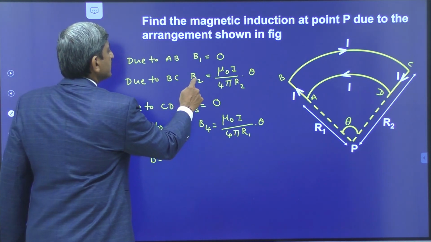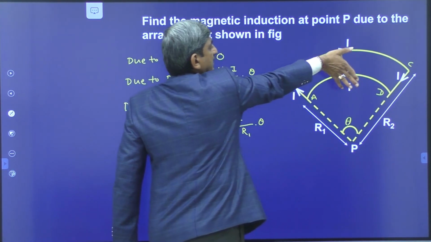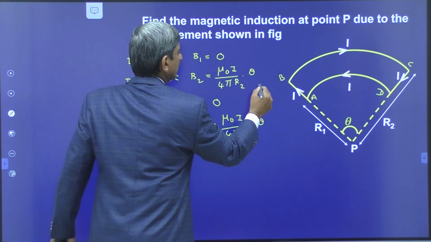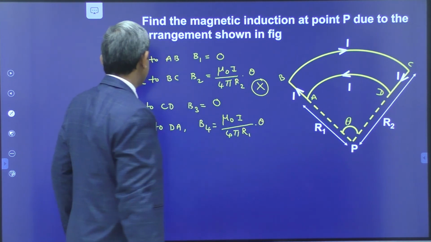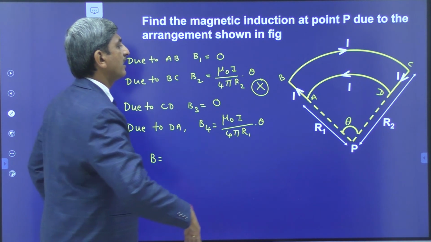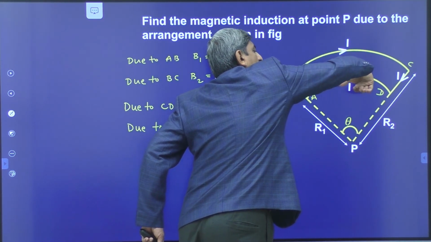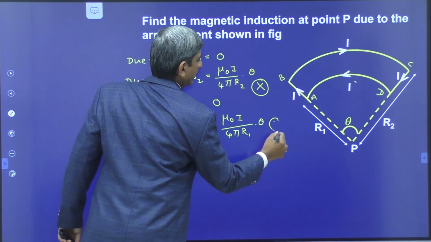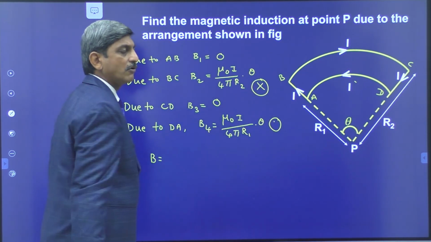See, B2 is the magnetic field produced by the BC arc. The current is along this direction. That's why the magnetic field is entering into the board. Whereas B4 is the magnetic field produced by the DA arc. In case of the DA arc, the current is flowing like this. That's why the magnetic field is coming out of the board. One is acting inwards, the other is acting outwards.